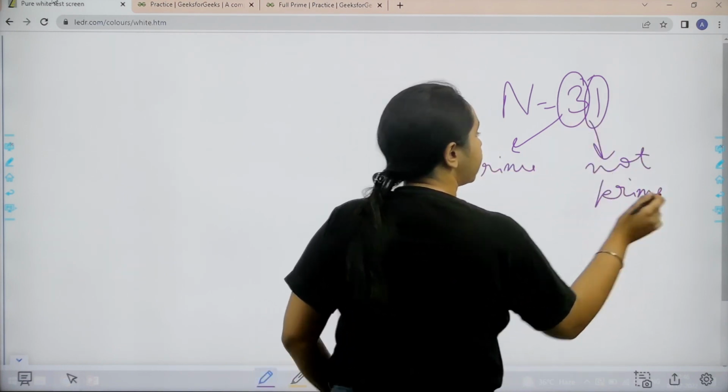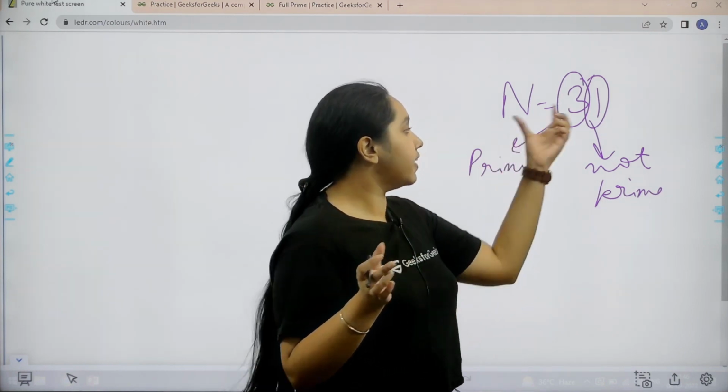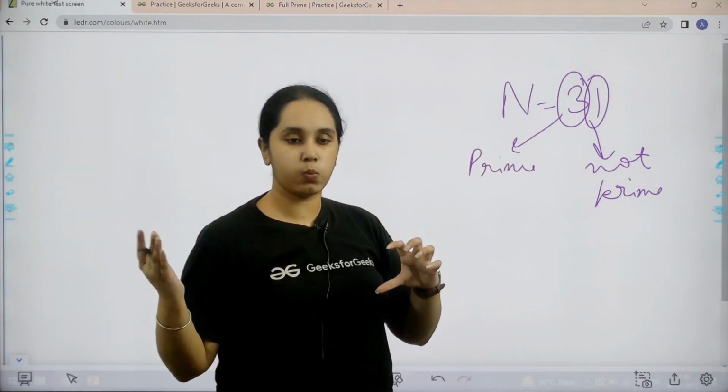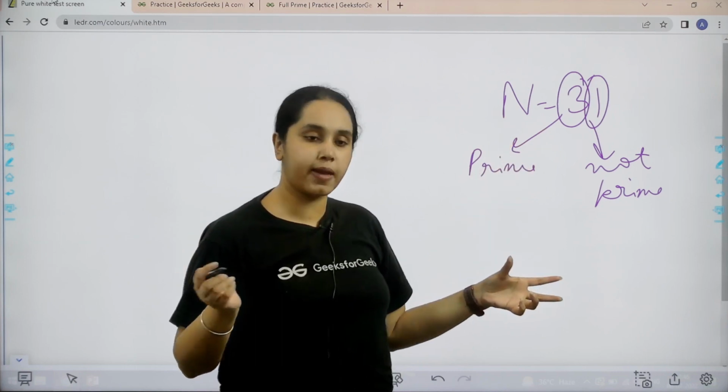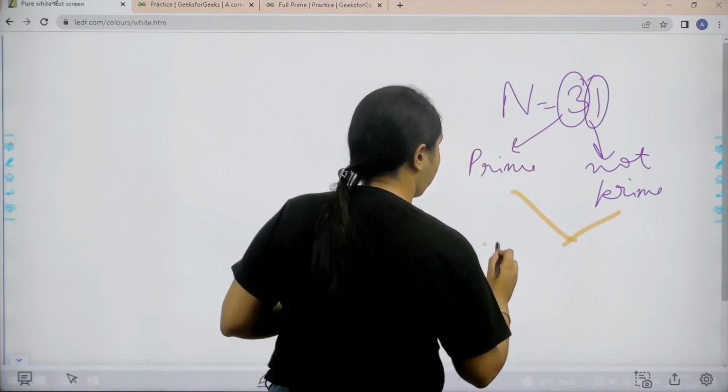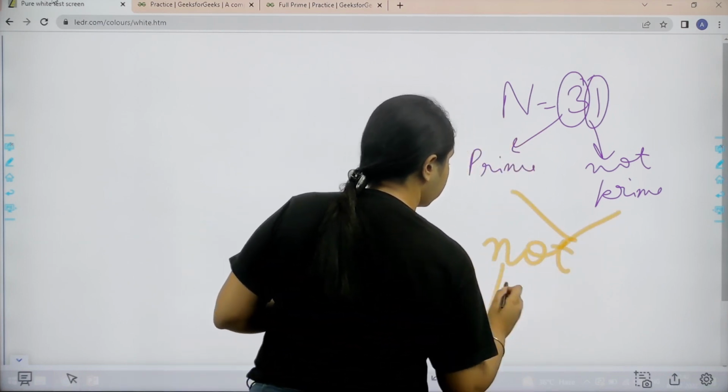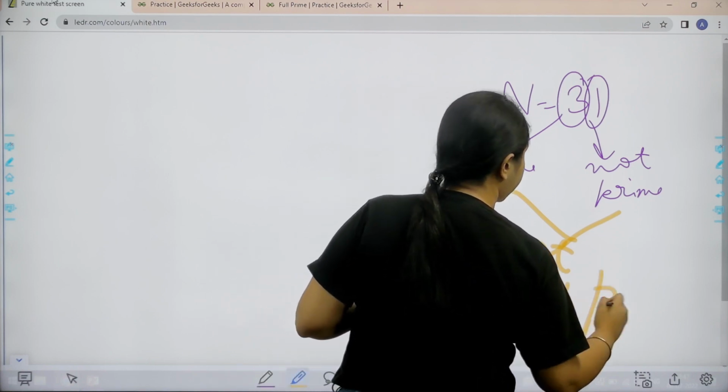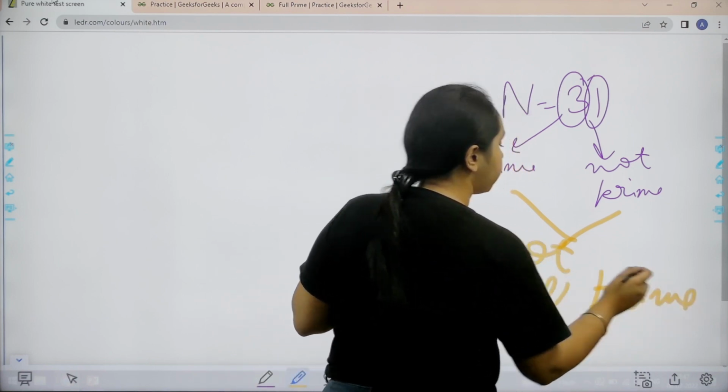Now basically 31 together is a prime number, but if I separate the digits 3 and 1, 3 is prime while 1 is not prime. So altogether this is not full prime, okay? So I hope this example is clear to you.